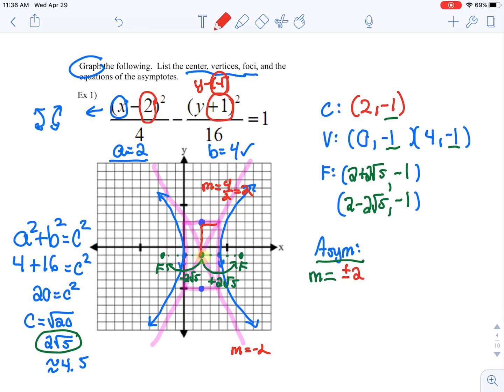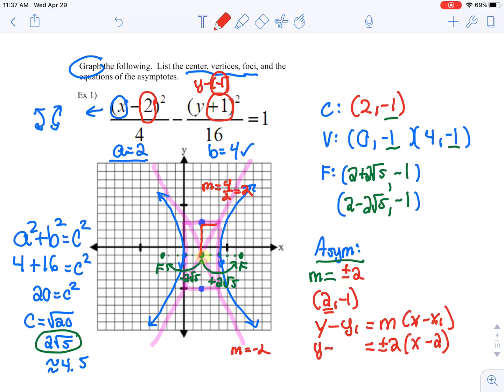And remember, our center point we had as 2, negative 1. So when I go to write my equation in point-slope form, and I'll write that point-slope form one more time, we're going to be plugging in a slope of positive and negative 2. For my x1, I'll plug in my x value of my center. For my y1, I'm going to plug in my y value. And remember, when we simplify this, we can write y plus 1 equals positive negative 2, x minus 2.